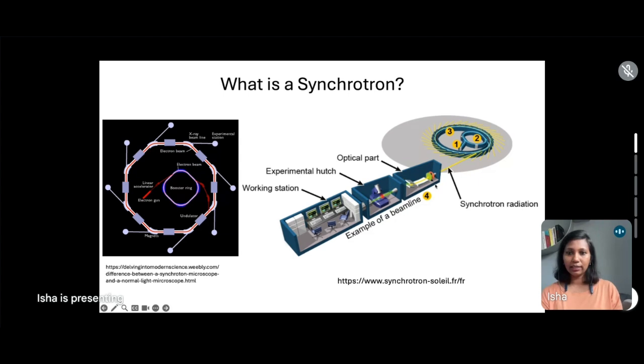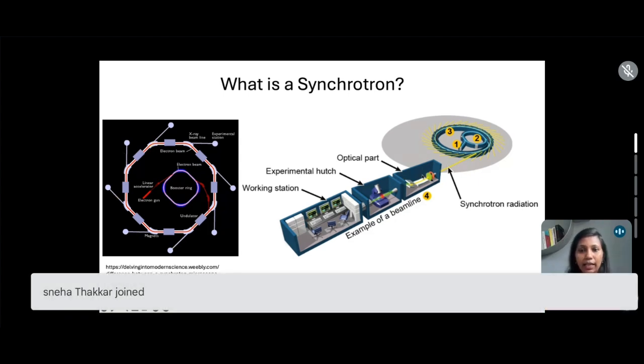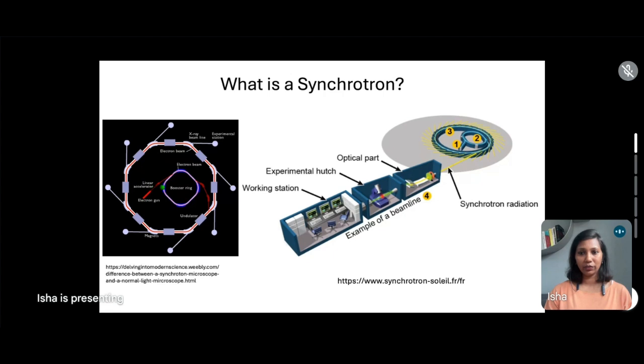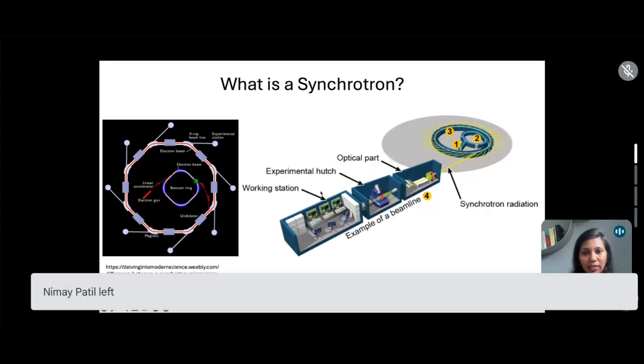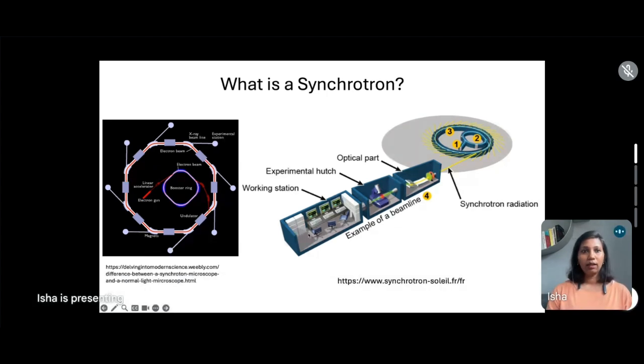First you have this optical part where you select what wavelength of light or radiation you want to work with. And then you send it to the experimental hutch, where this red thing is where you place your sample. And then you have a detector. And then you have a working station where you can control things, like you do with a microscope. You adjust the focus, you adjust where you place your sample. Those kinds of things you can do sitting in your control room. And then you can analyze the data once it comes out.